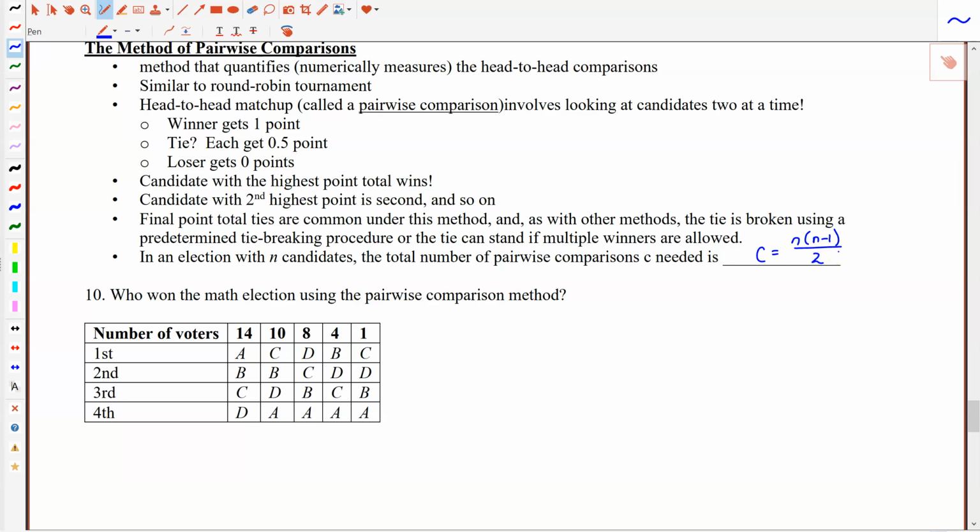Let's take a look at that math club election one more time and figure out who the winner would be under the method of pairwise comparisons. Now for this election you had 4 candidates, so the number of pairwise comparisons we needed to do would be 4 times (4 minus 1) divided by 2. So that would be 4 times 3 divided by 2, or 12 divided by 2, which would be 6. Okay, so ultimately we'll need to do 6 pairwise comparisons.